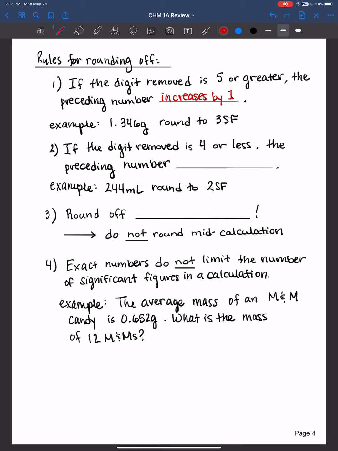For example, 1.346, round to 3 significant figures. I'm going to round here. We're going to drop the 6. It's greater than 5, so the 4 turns into 5. Good. So this would be 1.35 grams.